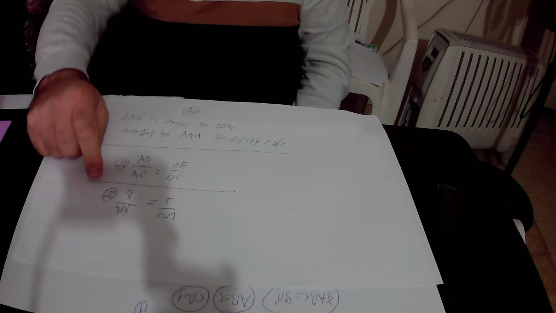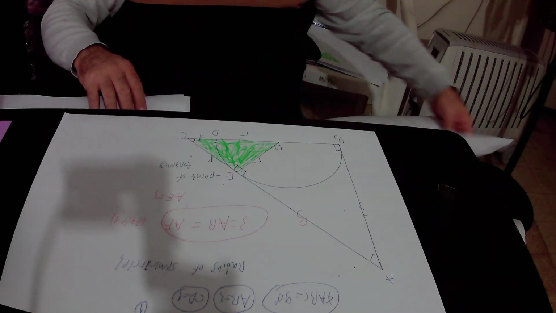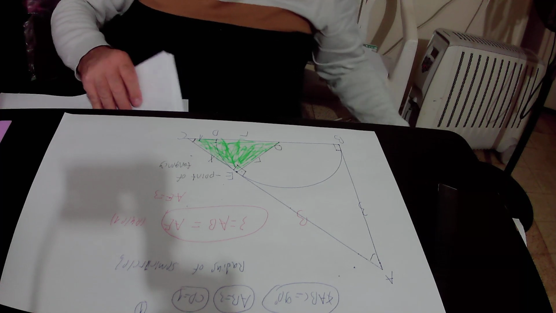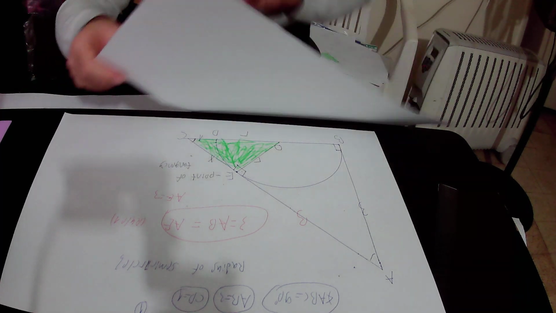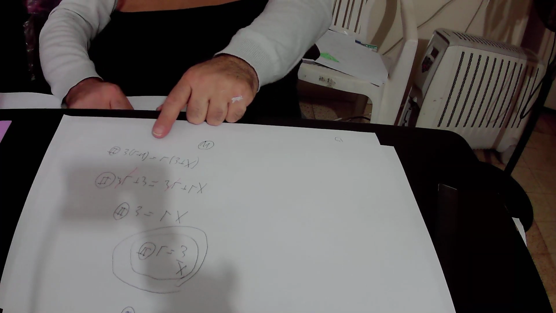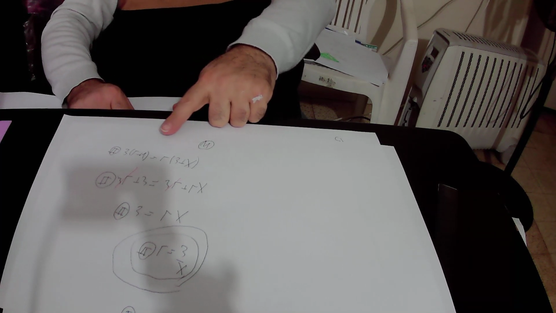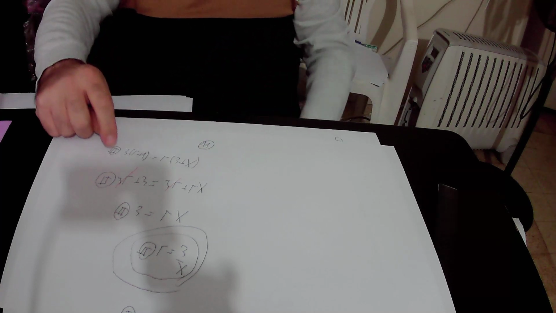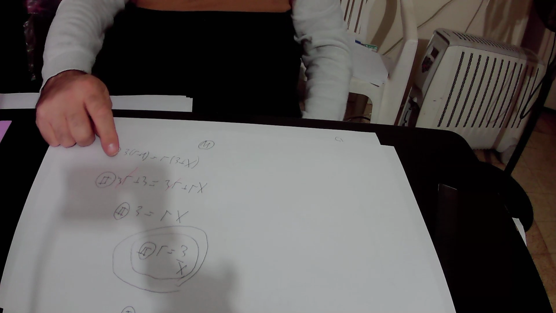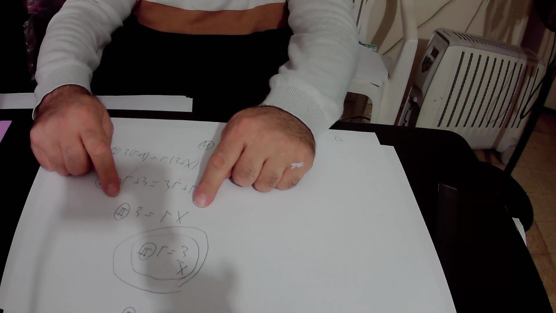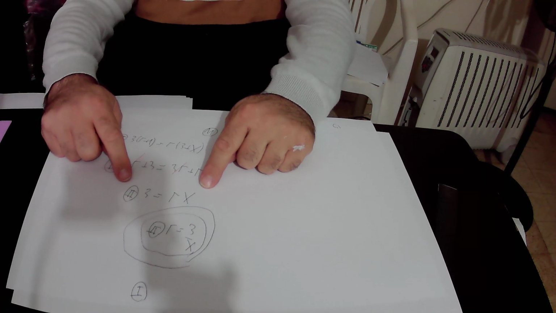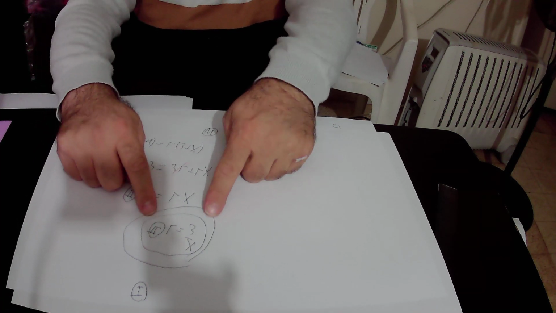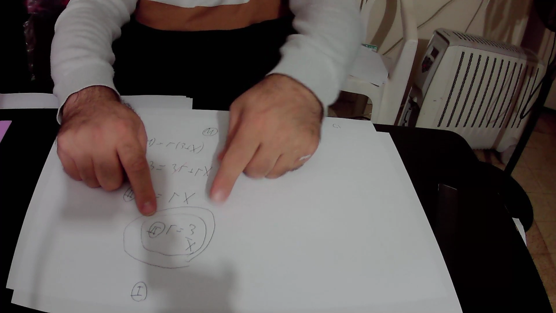Here we cross multiply equation number 2, and we got that 3 times R plus 1 equals R times 3 plus X. We open the brackets on both sides, and we got that 3R plus 3 equals 3R plus RX. We subtracted 3R from equation number 2, and we got that 3 equals R times X. Then we divided by X, and we got that R equals 3 over X.